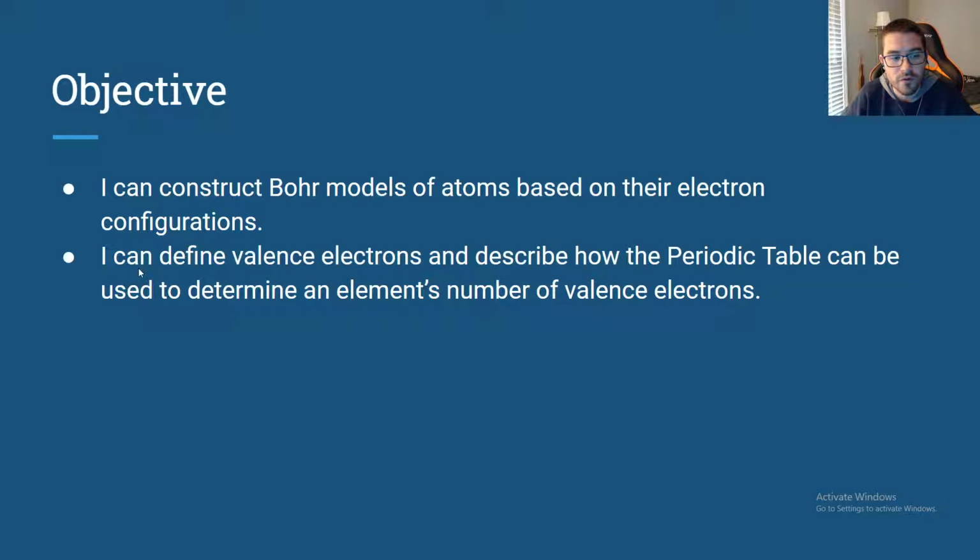The second objective for today, and this is what we are going to do, you will be able to define valence electrons and describe how the periodic table can be used to determine an element's number of valence electrons. Okay, so this is going to be the main focus for today and what your assignment will be about.